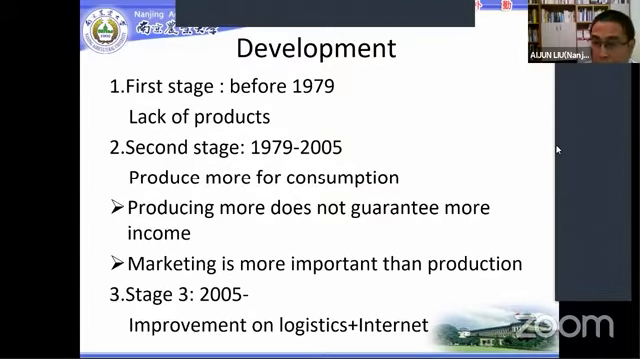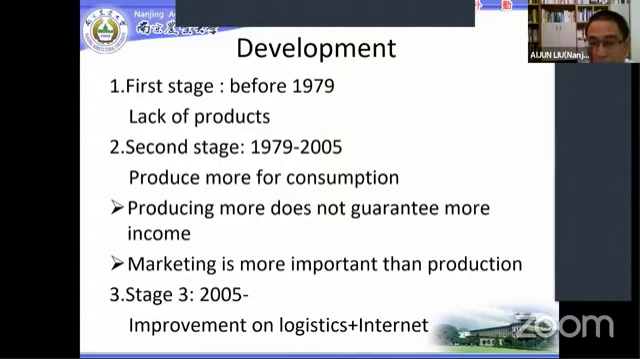1979, the household responsibility system. With that reform, the farmers had their own right to farm and make their own farm. Because of that, they produced more for consumption. But I think until 1984, our agricultural market became a totally free market. Before, it was government controlled. The government wanted to guarantee that everyone had food to eat. But in 1984, we had a totally free market.